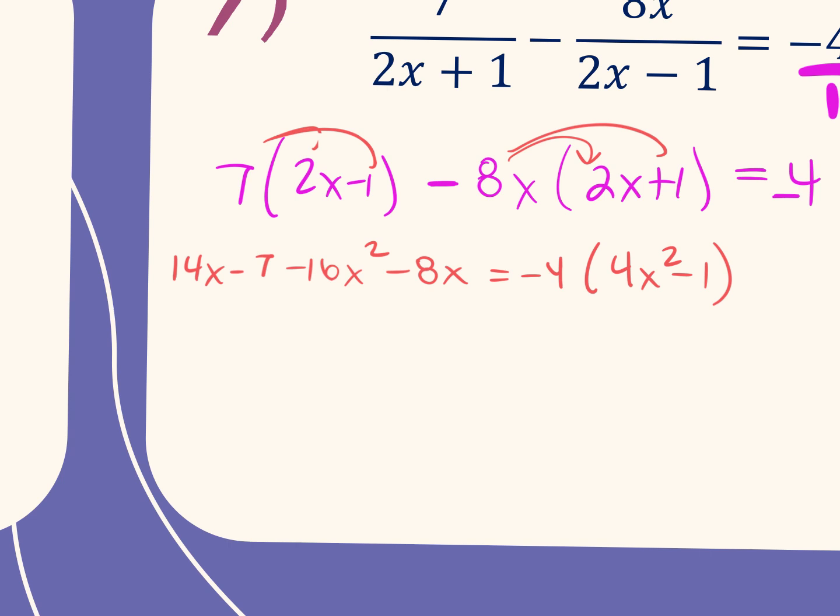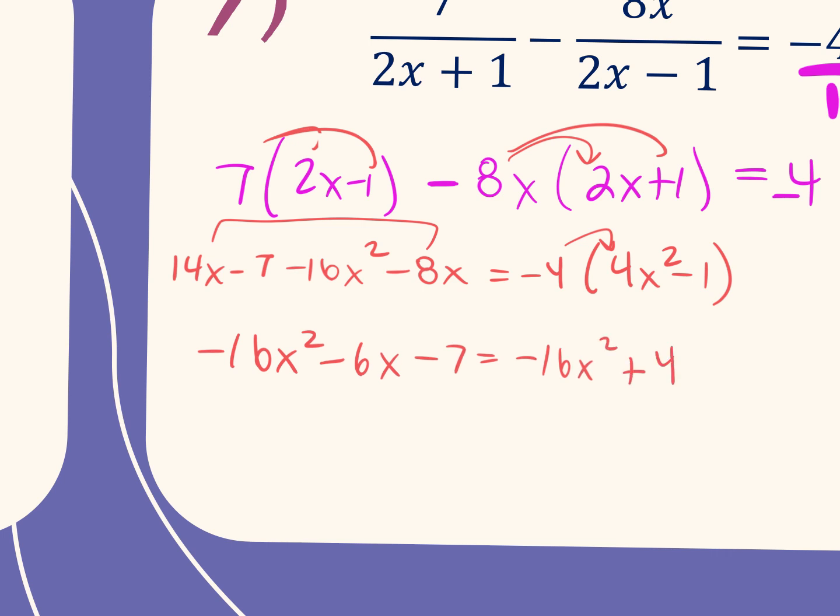But on the left-hand side, I have negative 16x squared. Then what? 14x minus 8x is going to give me minus 6x. Agreed? Yes, guys? Okay. And then what? Minus 7. Some of you are like, oh my gosh, I already have to factor this. Just relax for a second. Now we're going to distribute, like Angel just said. What's negative 4 times 4x? It's going to give me negative 16x squared. Negative 4 and negative 1 is what? Plus 4.